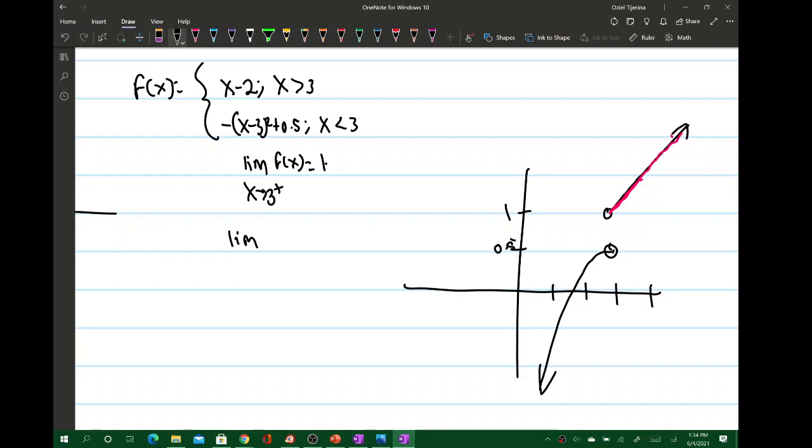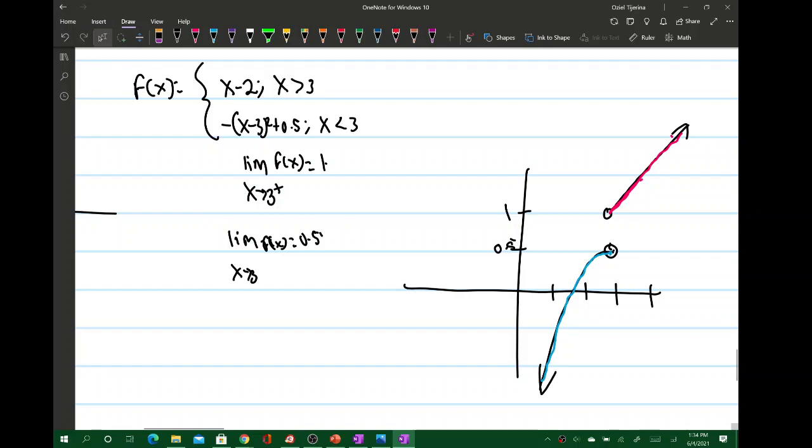And what about the limit as x approaches 3 from the left? If we do that one, from the left it's getting closer and closer to about 0.5. So the limit as x approaches 3 from the left of f of x equals 0.5.